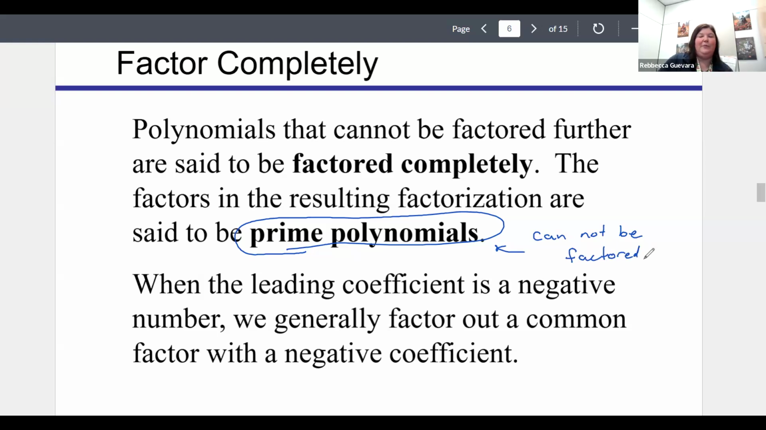Ideally, if we have something that is completely factored, then it's just going to consist of a product of prime polynomials. When the leading coefficient is a negative number, we generally factor out a common factor with a negative coefficient as well. So if my leading coefficient is negative, what we're going to factor out is going to be negative.